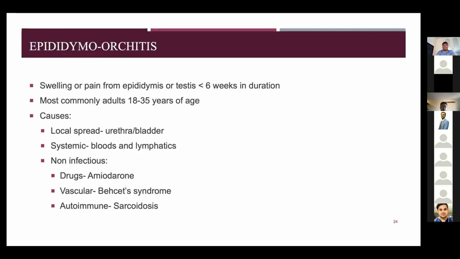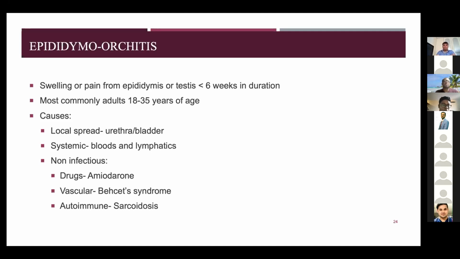So moving on to epididymo-orchitis. It is swelling or pain of the epididymis or testes lasting less than 6 weeks in duration. It most commonly occurs in adults of 18 to 35 years of age. It could be caused by local spread through the urethra or bladder, mainly in sexually active males of 18 to 35 years of age, including those participating in intercourse with other males. STIs are mainly implicated, which usually are Chlamydia trachomatis and Neisseria gonorrhoeae.